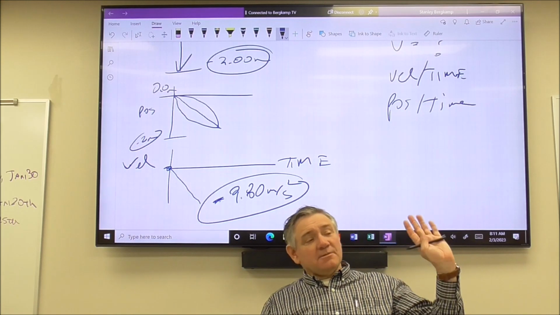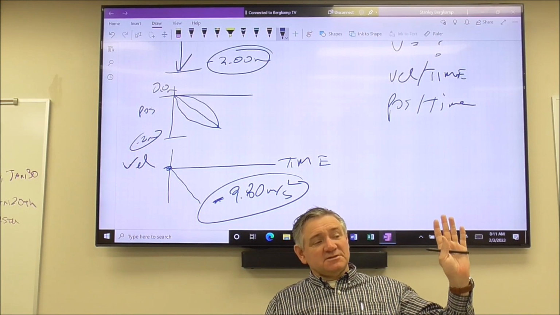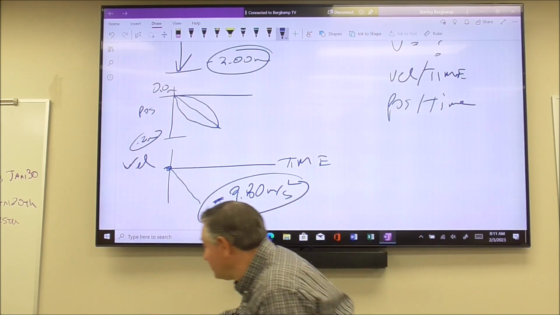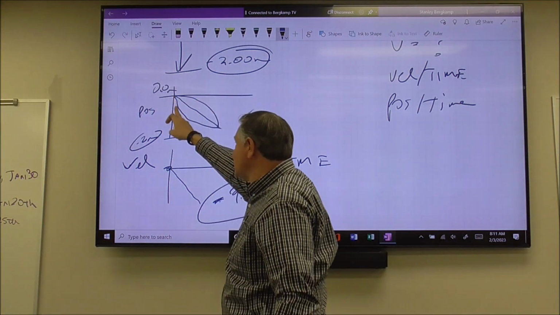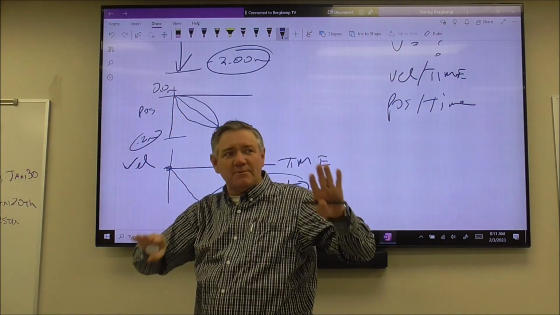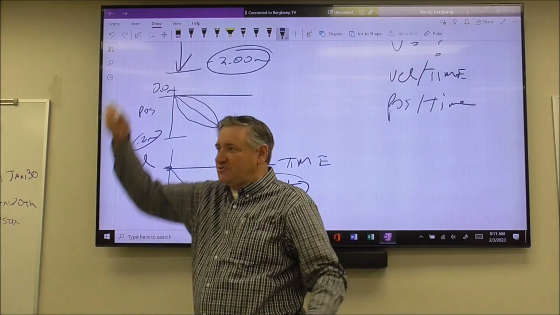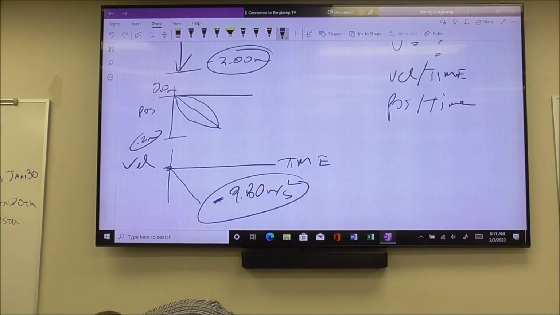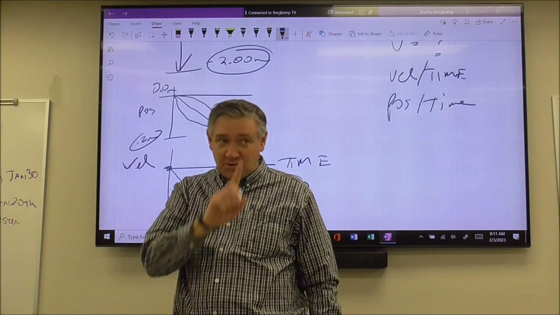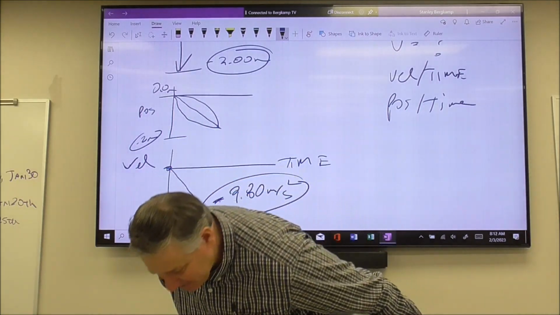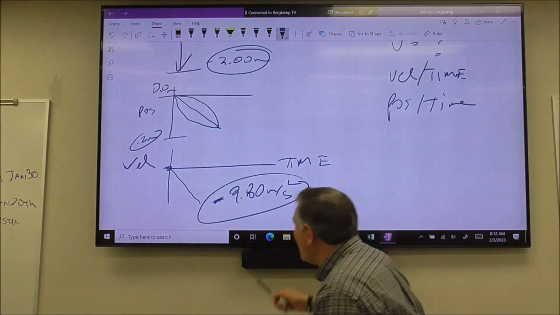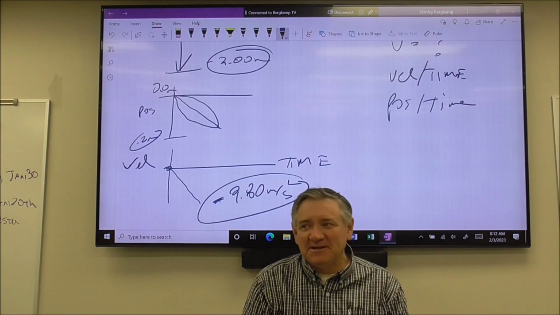Now, the bottom curve would be cooler to watch, because it would mean that it starts off really fast and then it slows down right before it hits the ground. You drop it and it goes, whoo, and then it would slow down right before it hit the ground. It's cool to watch. Probably not going to happen. Now, Izzy, why is it the upper curve?